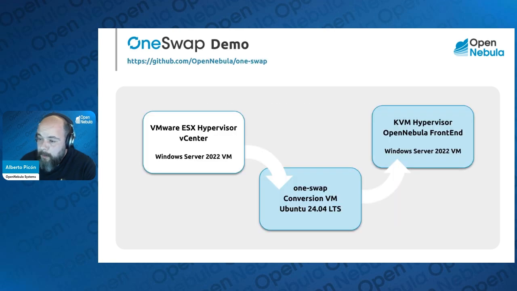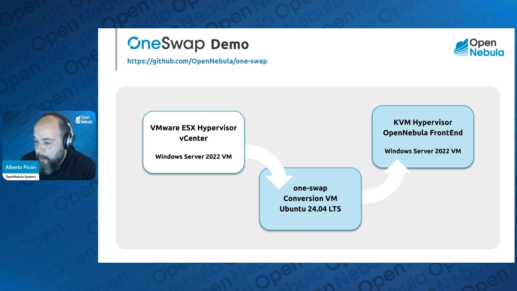So what are we going to convert now? We will do this process. We have a vCenter running a Windows Server 2022 VM, and we will use a OneSwap conversion VM that is running Ubuntu 24.04 LTS. So the whole environment is already set up, and we'll convert the virtual machines from vCenter to the OpenNebula front end, registering the disk and creating the template automatically, as I will show.